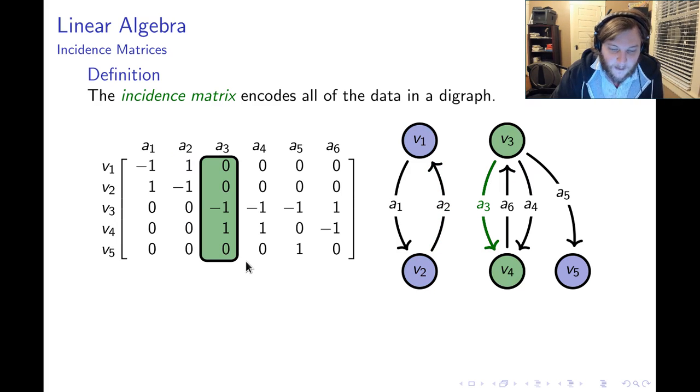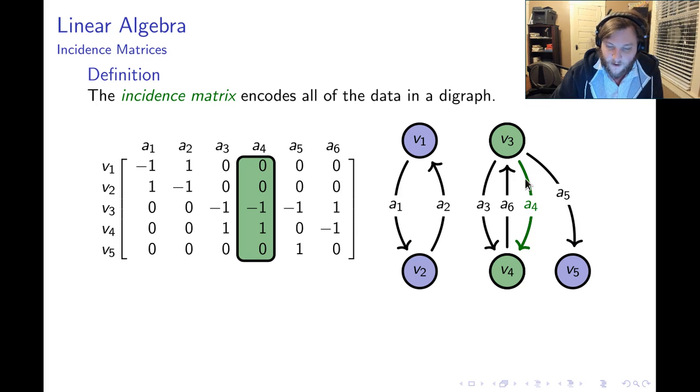Let's look at the third column. The third column corresponds to the arrow A3. A3 starts at V3 and points at V4. So we get a -1 in the third position and a 1 in the fourth position, and every other position gets a 0. If we look at the fourth column, this one corresponds to A4, and the fourth arrow starts and terminates at the same positions that A3 does. So this column is actually the same as the previous column. We get a -1 in the third position, a 1 in the fourth position, and zeros everywhere else.